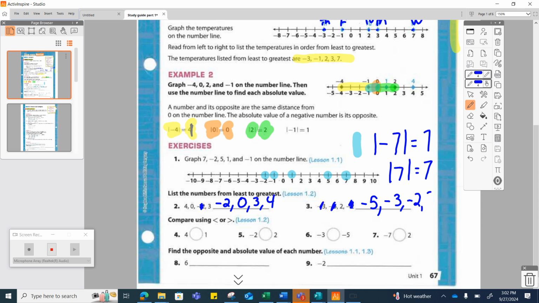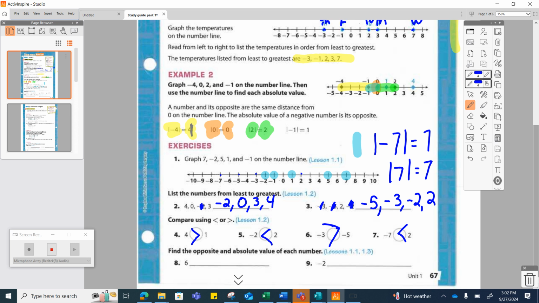So can you take numbers? Can you put them on a number line? Can you order them from least to greatest? And can you compare? 4 is greater than 1. -2 is further to the left on the number line, so 2 is greater. -5 is, if you look here, further to the left than negative 3. So negative 3 is greater. And negative 7 versus 2. So 2 is greater.